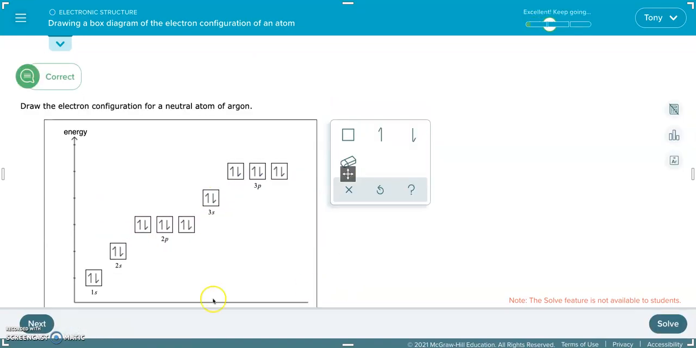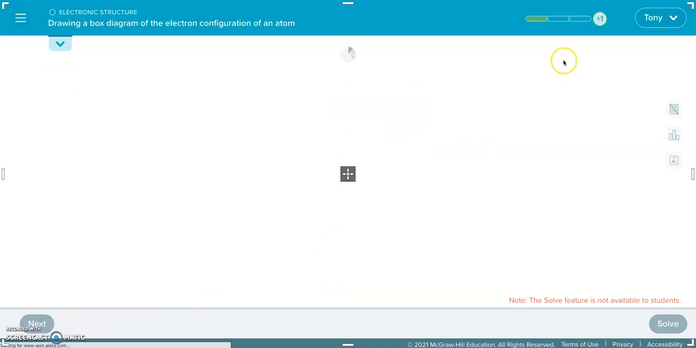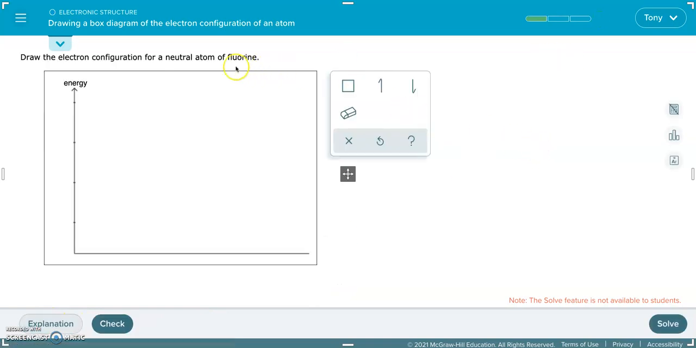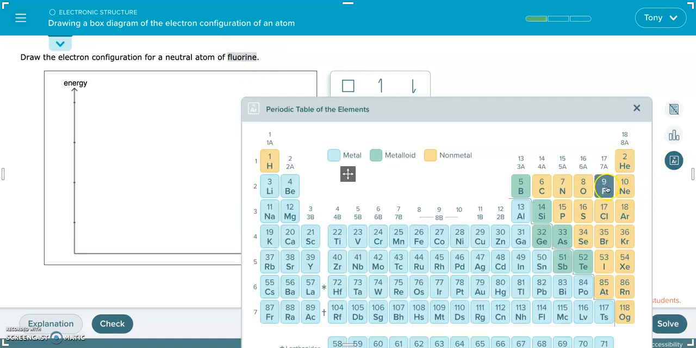And we'll do one more really quickly just to get through this learning progression. So here, for a neutral atom of fluorine, do pay attention to what we're told here. If it's an anion, we're going to be adding in electrons. If it's a cation, we're going to be taking away electrons from the neutral atom. So fluorine, again, I'm going to go to my periodic table. Fluorine's right here.